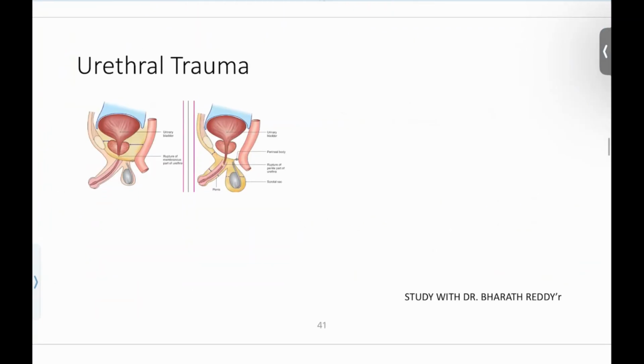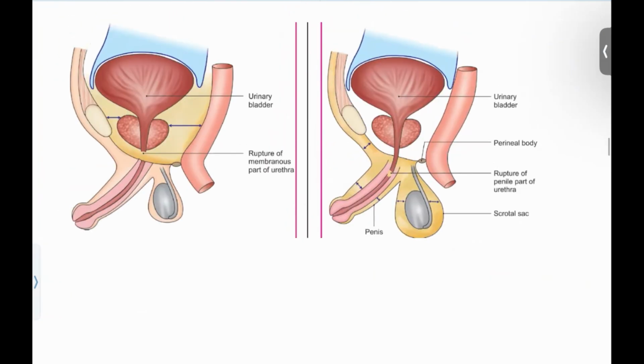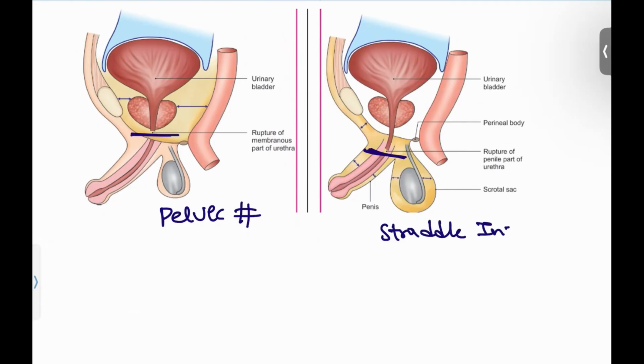So the next one is urethral trauma. Urethral trauma is divided into 2 types, guys: one is the anterior urethral and the other is the posterior urethral. Why does this happen? If the patient has a pelvic fracture, the membranous urethra is likely to rupture. If the patient has a penile or bulbar urethral injury, that is due to straddle injury. But the membranous type is seen in pelvic fracture.